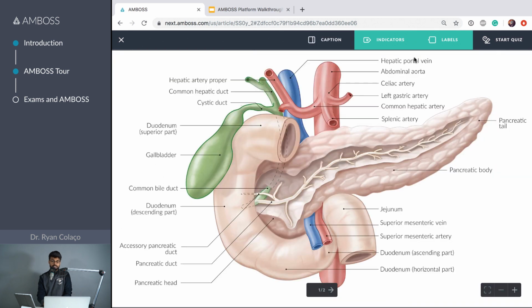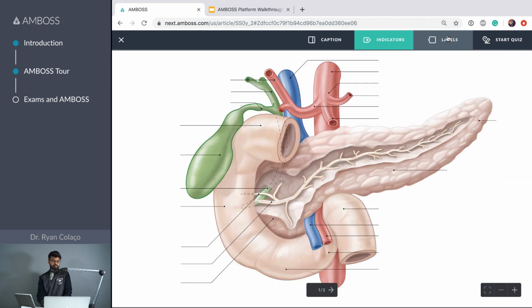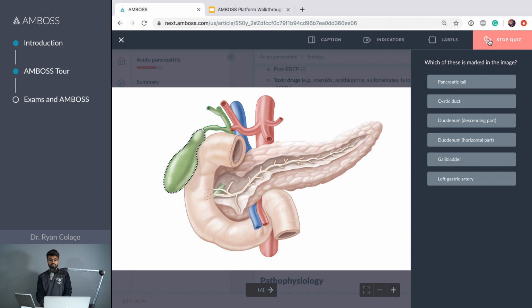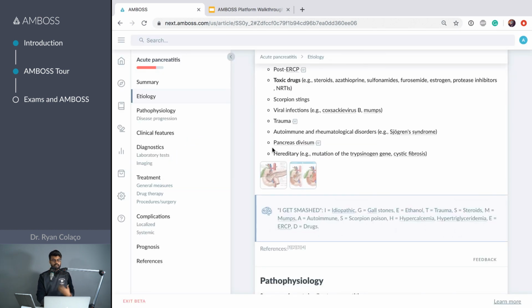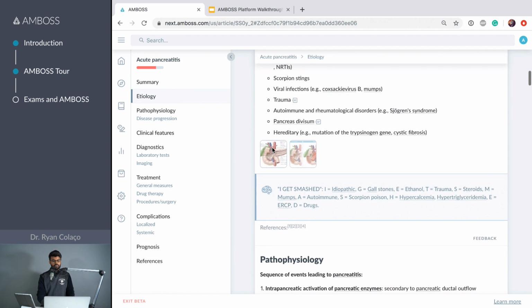But what is extremely cool is if I want to test myself, I can take off the labels and I can test myself. And if that is not enough, I could even start a quiz where it tests me in an interactive manner on what it is that I'm doing.